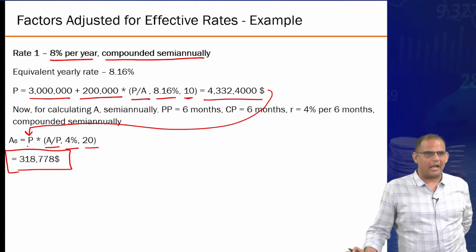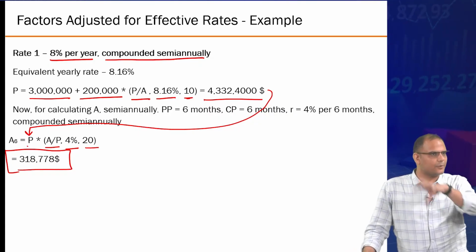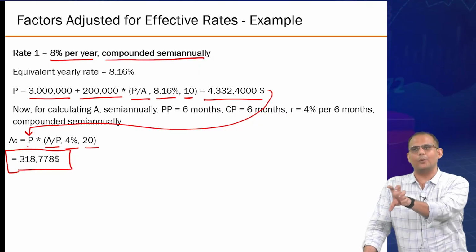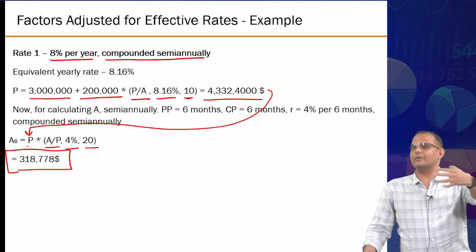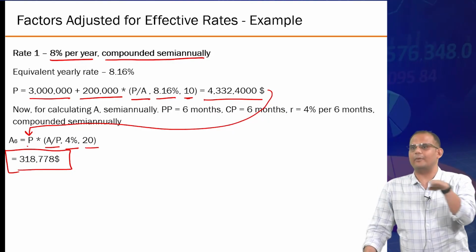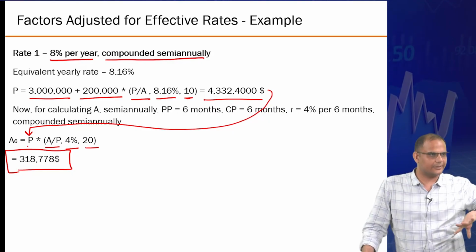Clear with me how the transformation is happening? There are 2 steps. Each step will have its own payment period. Each step will have its own compounding period effect. The rate would change. There is no one uniform rate that you are using in this whole question. Right?